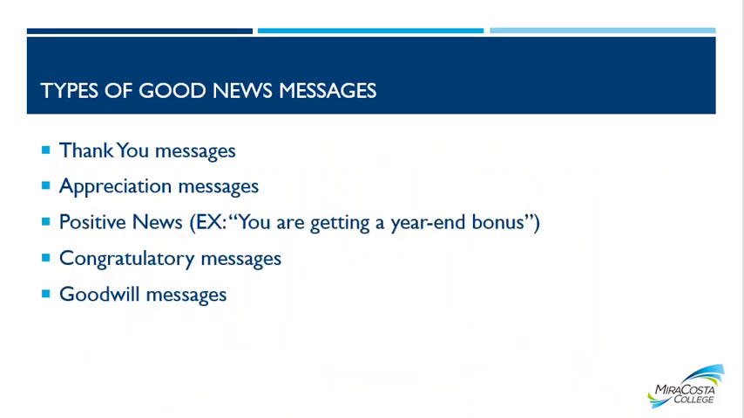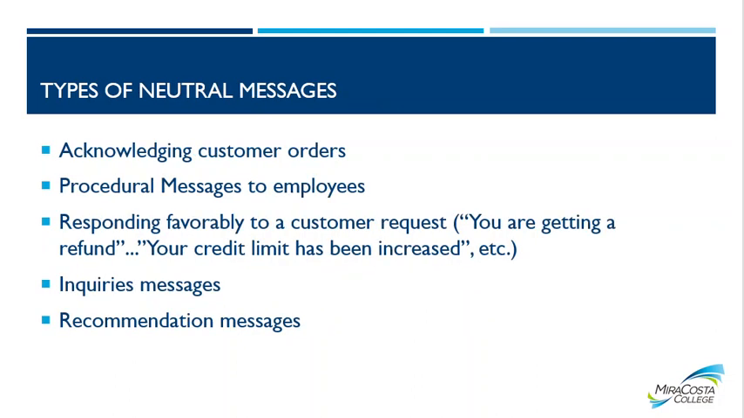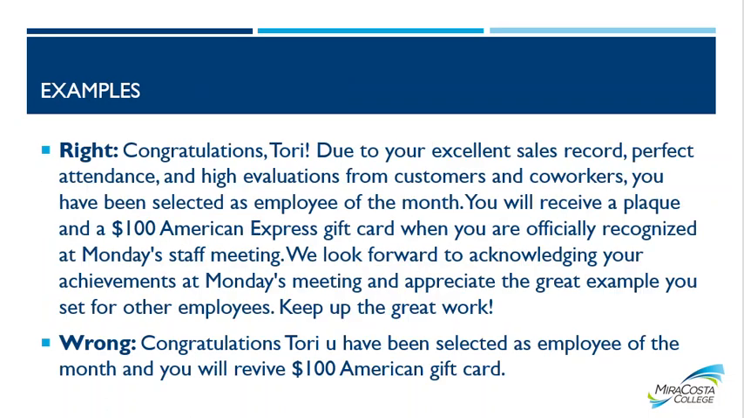Different types of good news messages: thank you messages, appreciation messages, positive news, such as you're getting a year-end bonus. Like, who wouldn't love to get an email or a personal message that says that, right? Congratulatory messages and goodwill messages. Types of neutral messages: acknowledging customer orders, procedural messages to employees, responding favorably to customer requests, such as you are getting a refund, your credit limit has been increased, something along those lines, inquiries messages, and recommendations messages.